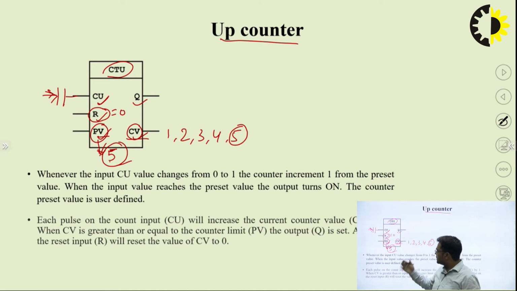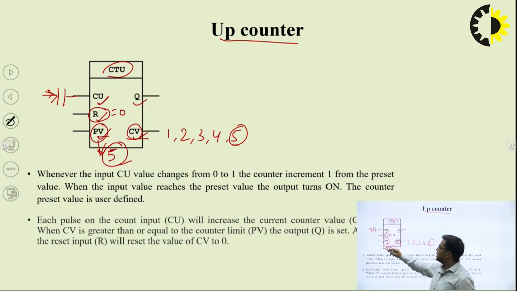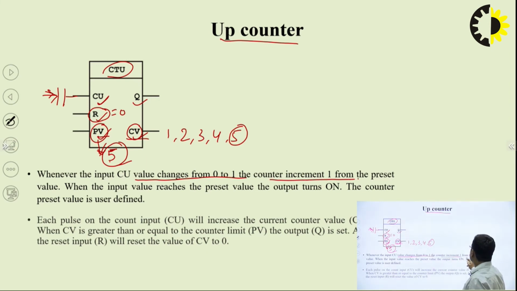Again the next counting will start from where we stopped. Then again 1, 2, 3, 4, 5. Then the reset value will be activated to 0. Then again 1, 2, 3, 4, 5. So likewise in this type of counting, the value changes from 0 to 1, and the counter increments from 1 up to the preset value. When the input value reaches the preset value, the output turns on.